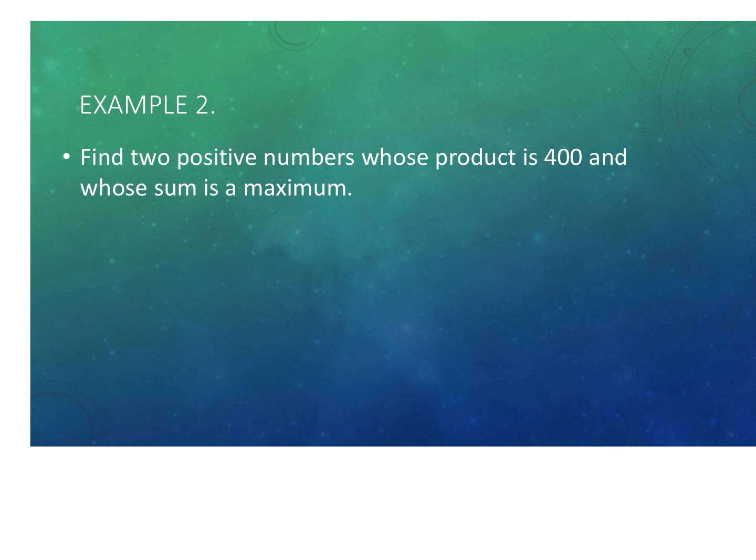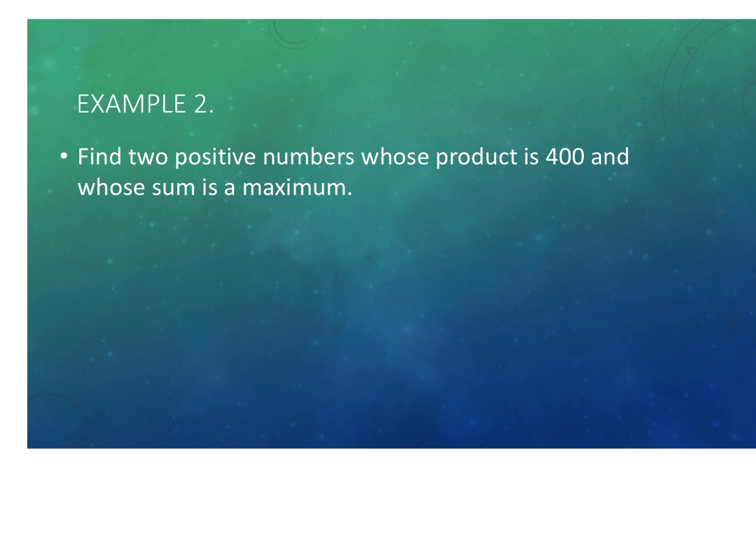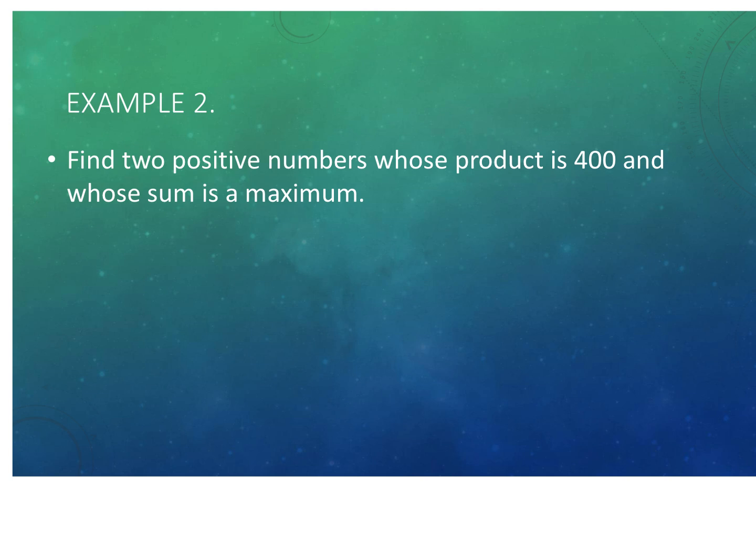So we're going to find two positive numbers whose product is 400 and whose sum is a maximum. So starting with our first sentence here, find two positive numbers whose product is 400. How could I write that in an equation? x times y equals 400. Awesome. Product means multiply.